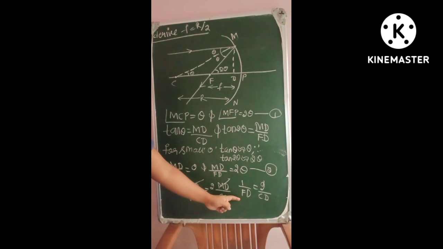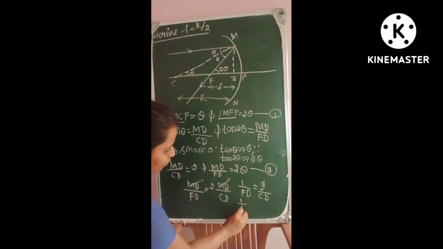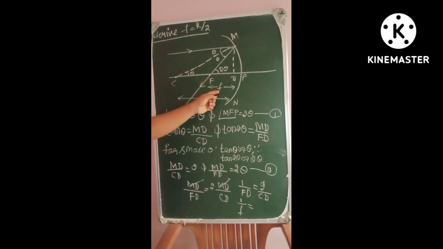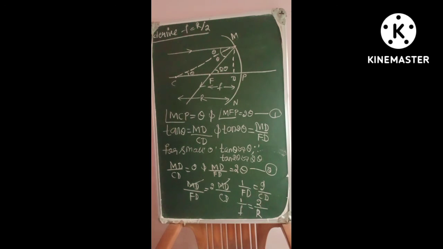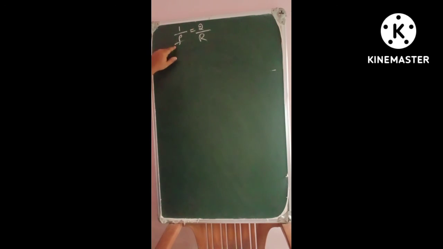So FD is nothing but the focal length here. 1 by f is equal to 2 divided by CD. CD is nothing but the radius of curvature. It becomes 2 divided by R. We got that 1 by f is equal to 2 divided by R, or f is equal to R divided by 2. This equation shows the relation between focal length and the radius of curvature.